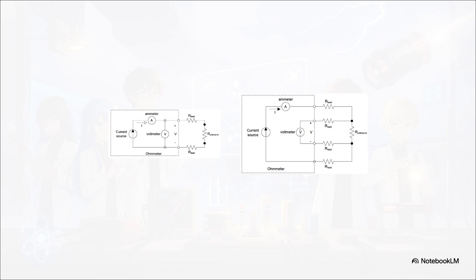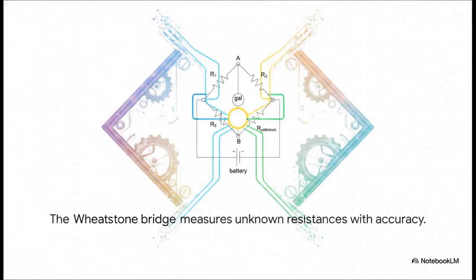The fix for this is the 4-wire, or Kelvin method. By using a separate, high-impedance circuit dedicated solely to measuring the voltage right at the component's legs, we can completely eliminate the error introduced by those test leads. It's incredibly clever. And we can take this precision even further with a tool called the Wheatstone bridge. This is a diamond-shaped circuit that lets us measure unknown resistances with extreme accuracy.